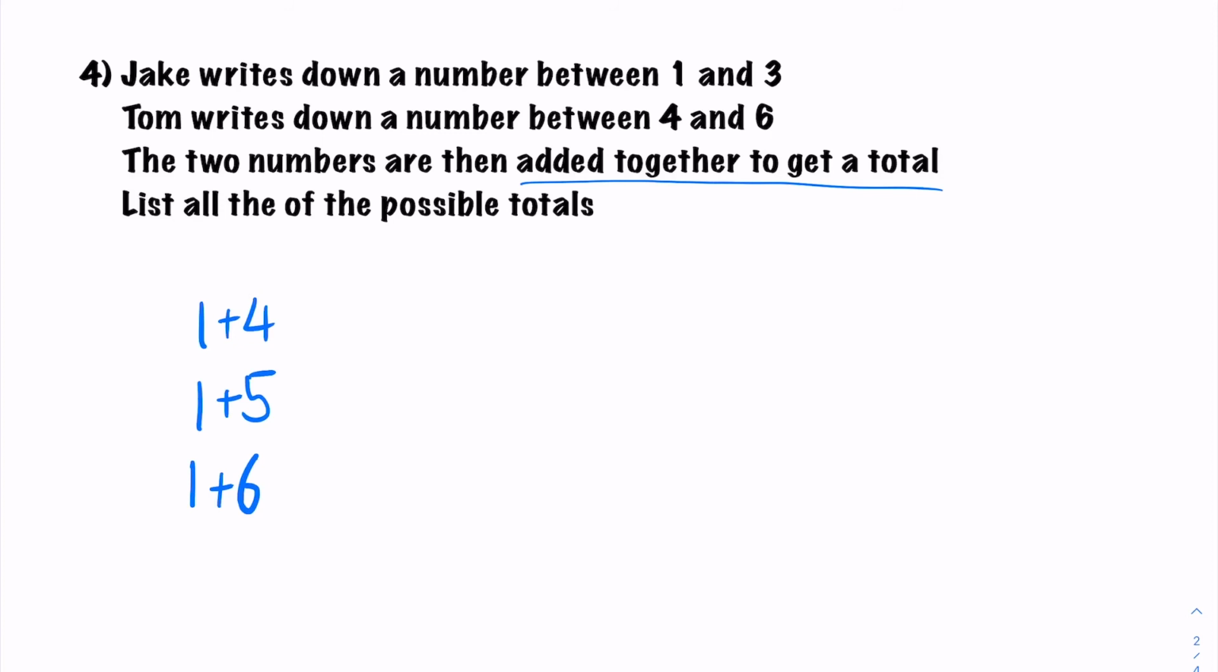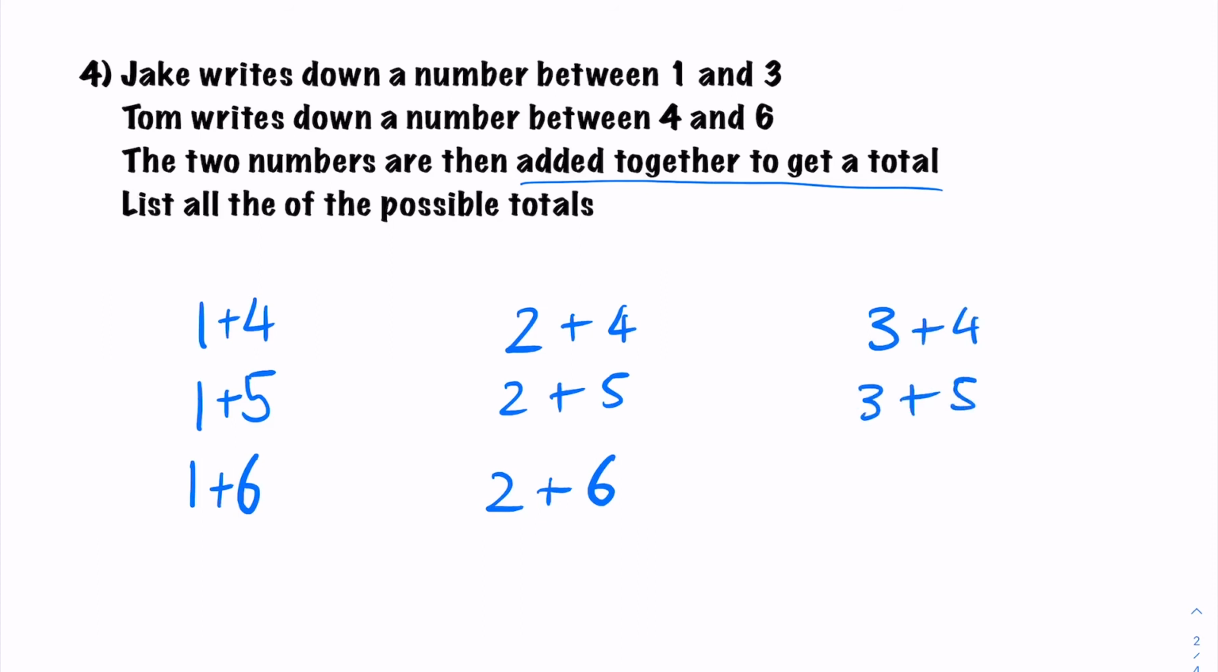Next up, let's say Jake chose a 2. Then we'd have 2 and 4, 2 and 5, 2 and 6, just like we did for 1, the 4, 5 and 6. And lastly, we'll do it for 3. So 3 and 4, 3 and 5, 3 and 6. And so now we're going to have to add all these up to get the different totals we could end up with.